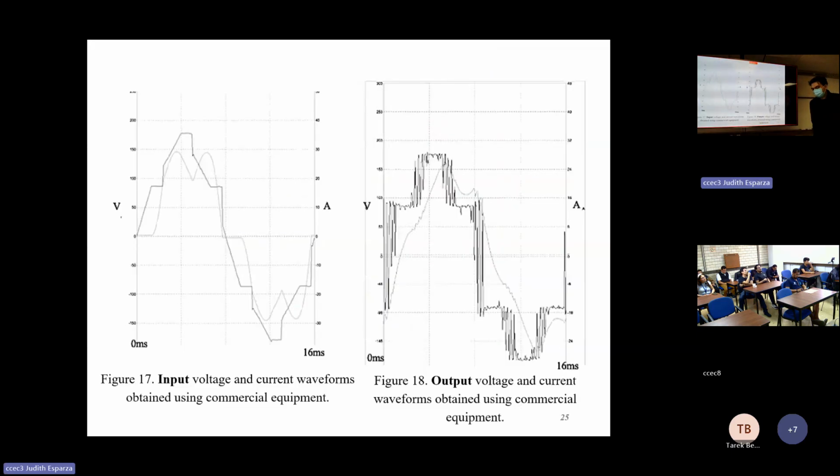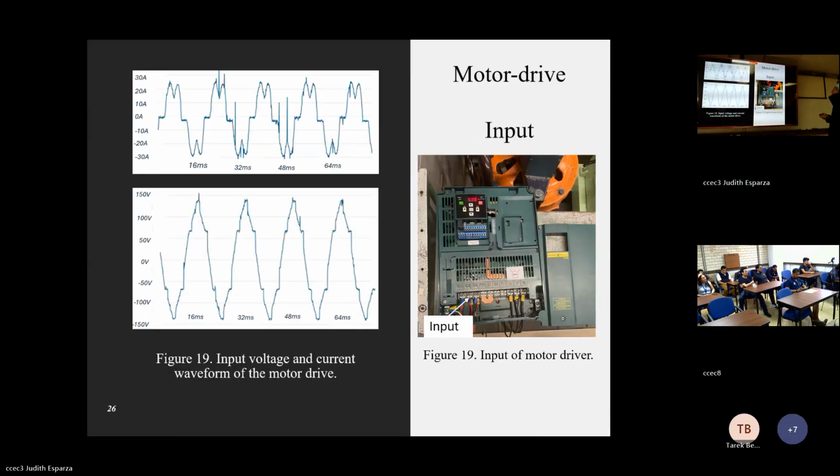I have waveforms in input. This one is a voltage, and this one is a current. And output, this one is a current, and this one is a voltage. And in time domain, this one is my waveform for my prototype. This one is my voltage, and this one is my current.